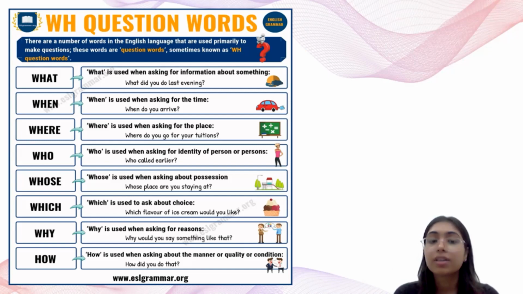Then which is used to ask about choice कि जब हमें किसी चीज की हमारे पास options होते हैं and we want to give that option to somebody, we ask about choice. Okay, which ice cream you would like to take. Okay, either now you give option chocolate or strawberry or anything.